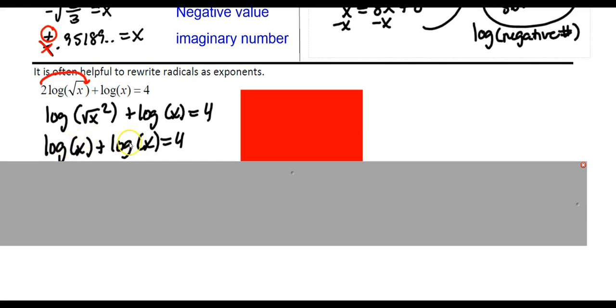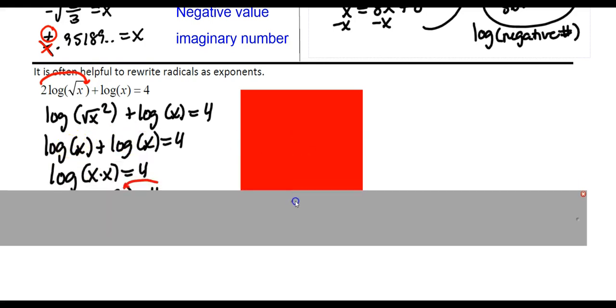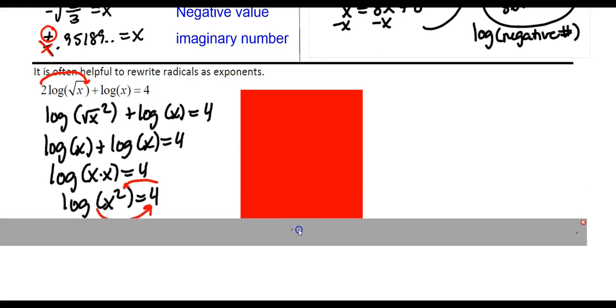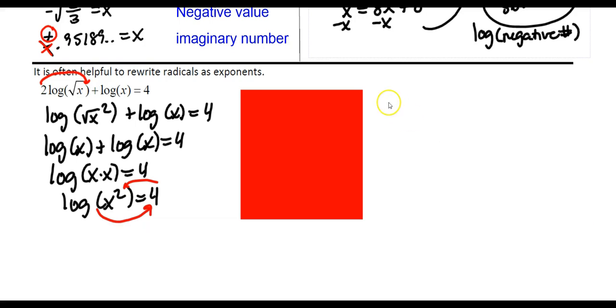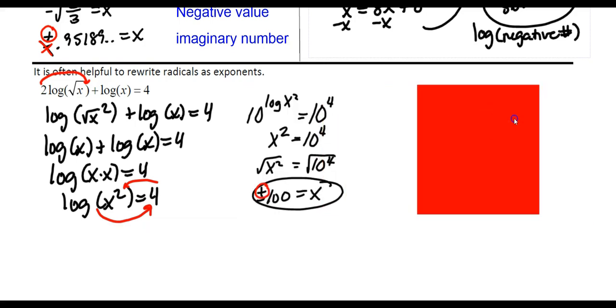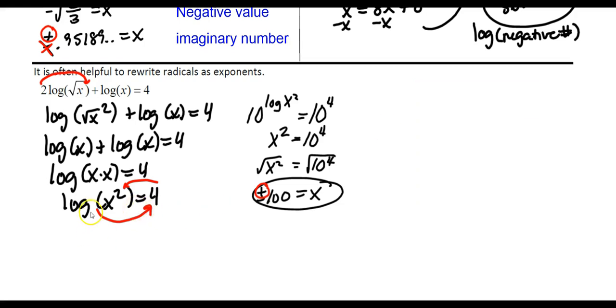Now we have the log of x plus the log of x, which now we can rewrite as the log of x times x, or the log of x squared. So we have the log of x squared equals 4. So now we can do one of 2 things. We can say 10 to the 4th equals x squared, or we can exponentiate both sides, and either way we end up with x squared equals 10 to the 4th.